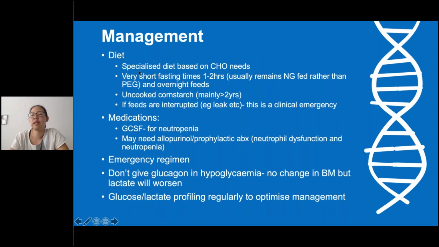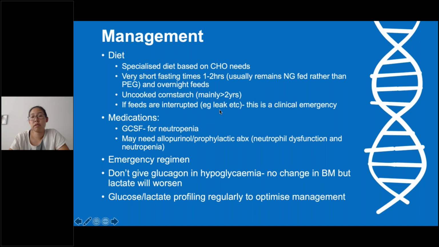So they have a very specialized diet based on carbohydrate needs. They have very short fasting times, so most of them are like 1 to 2 hours, and they usually remain NG fed rather than PEG fed because of the neutropenia and the neutrophil dysfunction. Putting in PEGs results in wound breakdown and so forth, so they all end up with NG feeds, and they usually have an overnight feed as well. Cornstarch is something that we use, but mainly after 2 years old. Firstly, there's a question about effectiveness before 2 years old, and also because of the abdominal gastro side effects, such as bloating and so forth.